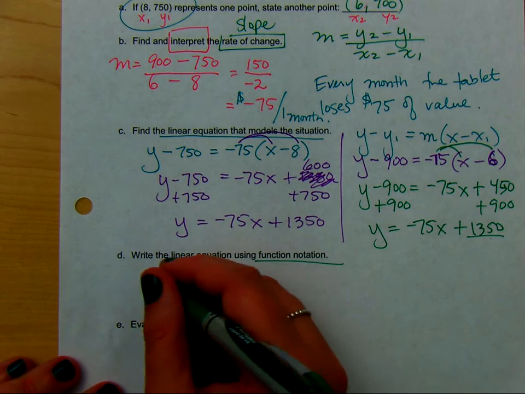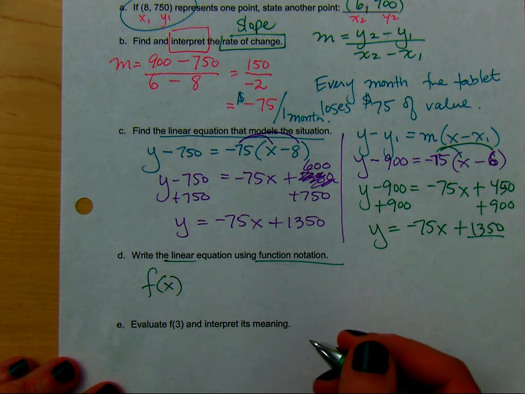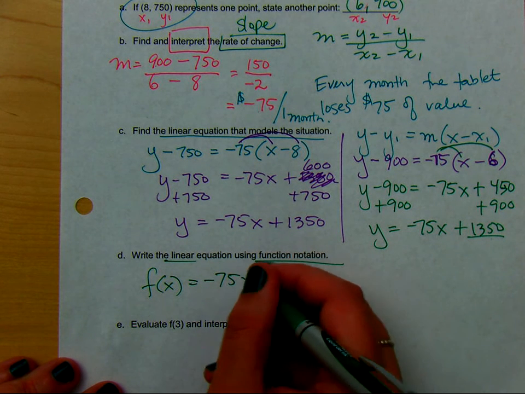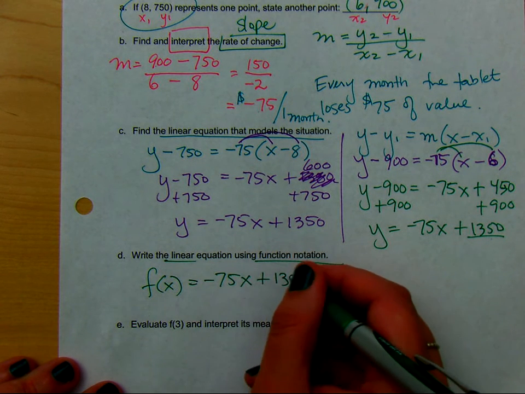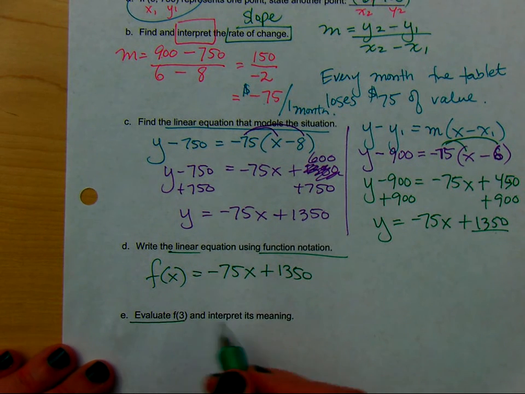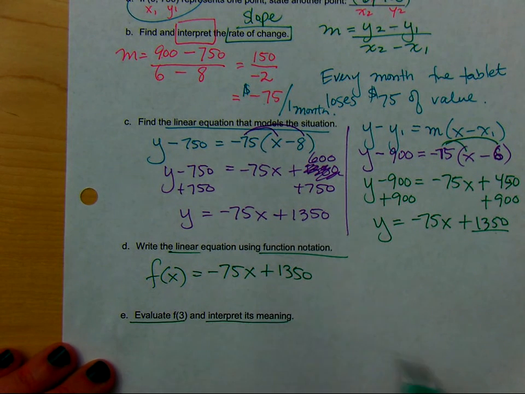Now, write the equation in function notation. Function notation is just f of x. f of x is the same thing as y, so we could say f of x equals negative 75x plus 1350. And then evaluate f of 3, interpret its meaning.